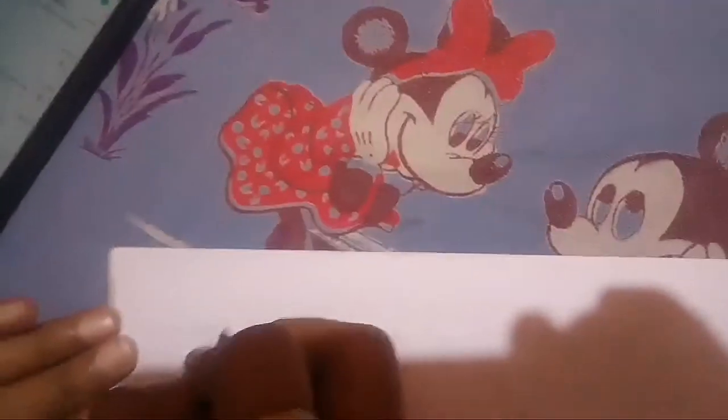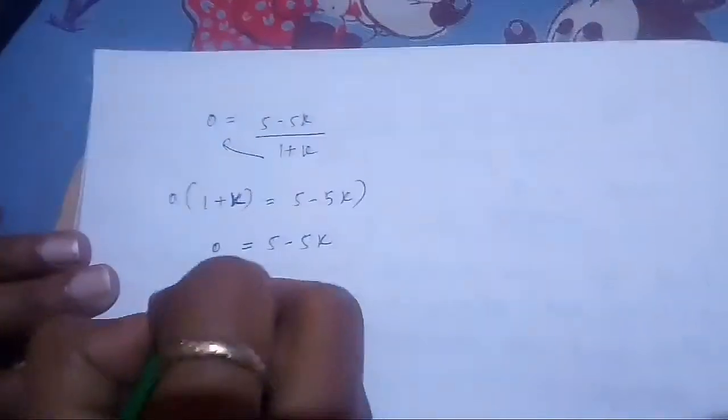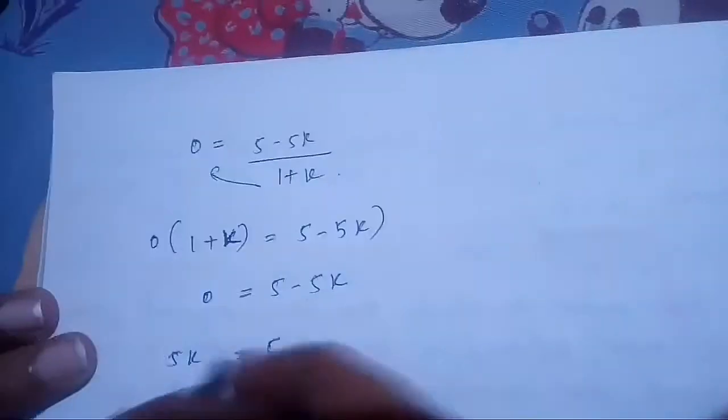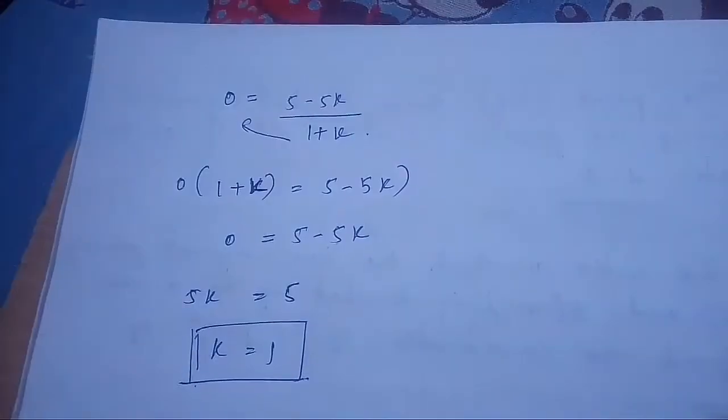Now 0 is equal to (5 - 5k) divided by (1 + k). Cross multiplication: 0 into (1 + k) is equal to 5 minus 5k. 0 into anything will be 0, so 0 is 5 minus 5k. Take this minus 5k to the left hand side, minus 5k becomes plus 5k, which is equal to 5. Then k value is equal to 1. We got the value of k.